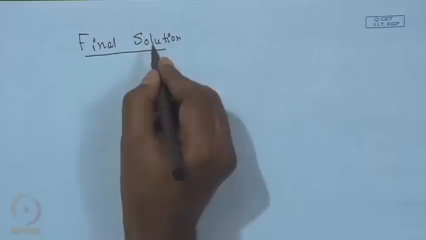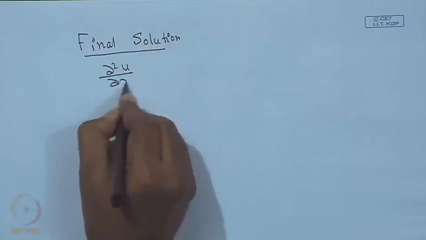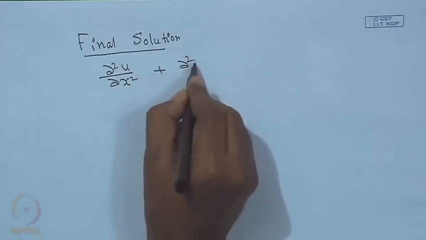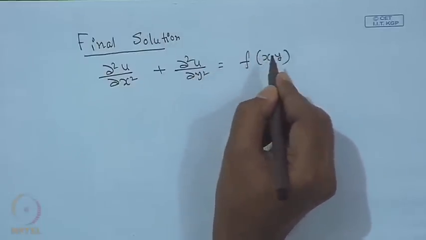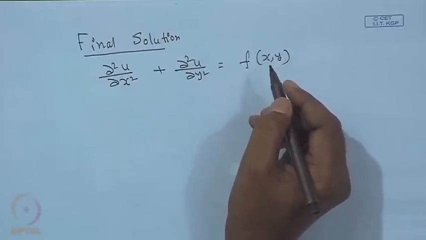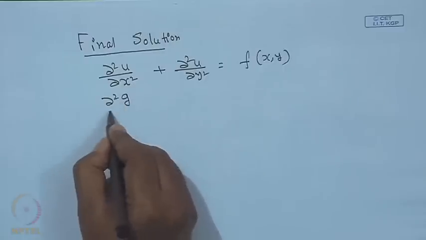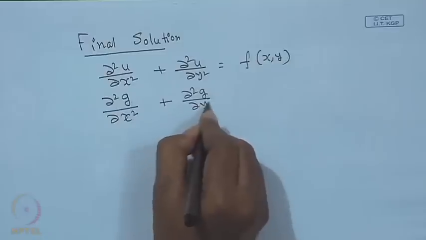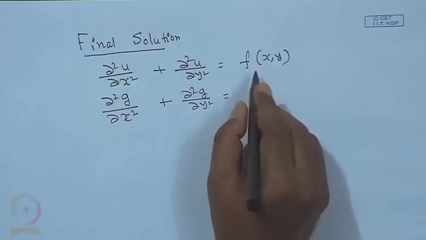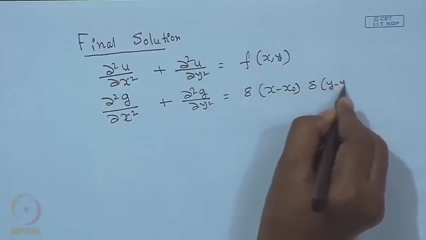Now let us look into the actual problem. Del square U by del x square plus del square U by del y square is equal to f of x y. This is the original problem. Now, we write down the Green's function. We need not go for the adjoint Green's function, because the elliptic operator is a self adjoint operator. Del square G by del x square plus del square G by del y square is equal to delta of x minus x naught, delta of y minus y naught.